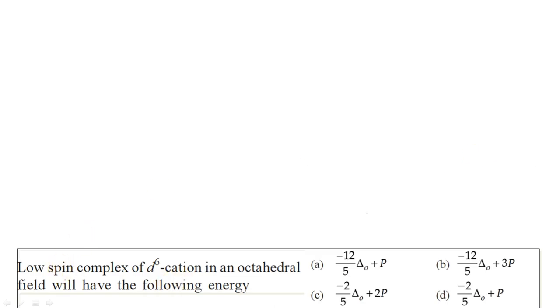Alright, low spin d6 in an octahedral field. So they are telling you low spin, 1, 2, 3, 4, 5, 6. So this implies 6 times minus 2 by 5 delta naught plus 0. This is 0. So this is going to be minus 12 by 5 delta naught, plus you have done 3 pairings, 1, 2 and 3. Because you did 3 pairings, you need to add the pairing energy. So this is going to be minus 12 by 5 delta naught plus 3P. Alright.